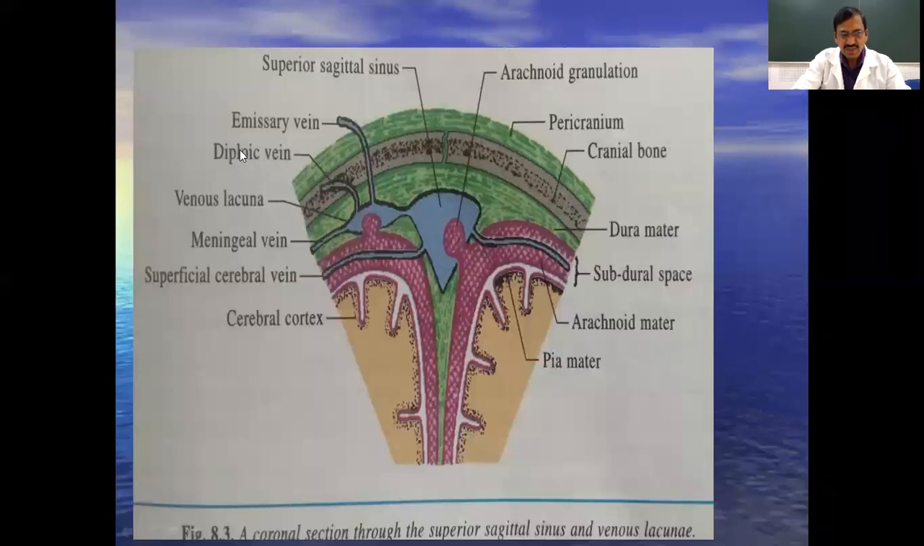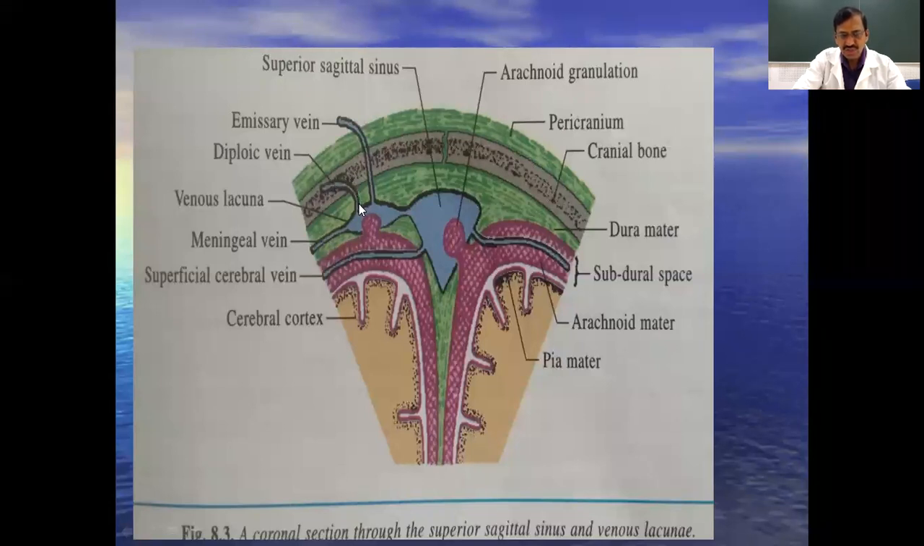And here again, this is the diploic vein, it is coming from the bones, and already you know what diploe is. Within the cranial bones there are three parts: the outer table, the inner table, and in between these two tables there is the diploe, a spongy bone. Within the diploe there are blood vessels, and the vein which is present in the diploe and comes from it is called the diploic vein.